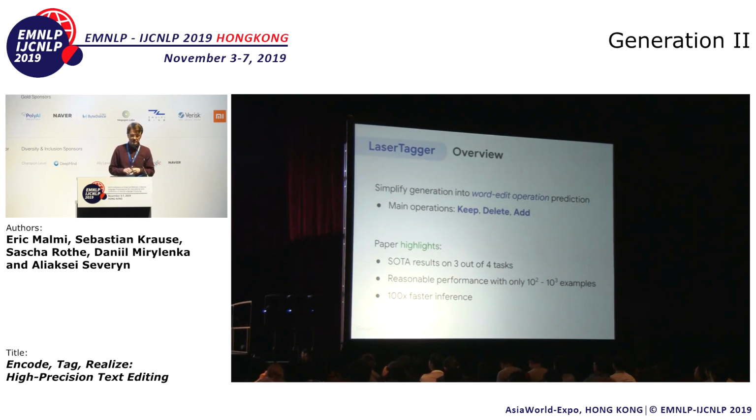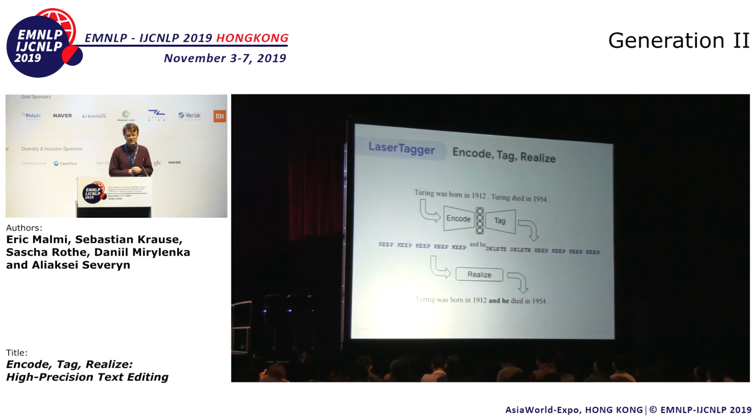To summarize some of the highlights from the paper, we studied 4 different tasks. We got new state-of-the-art results on 3 of them. One very nice thing about the method is that it's super data efficient, so we can train reasonable models with as little as a few hundred training samples. And it's also much faster at inference time than a comparable seq2seq method.